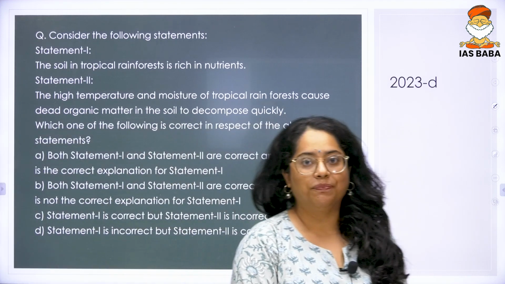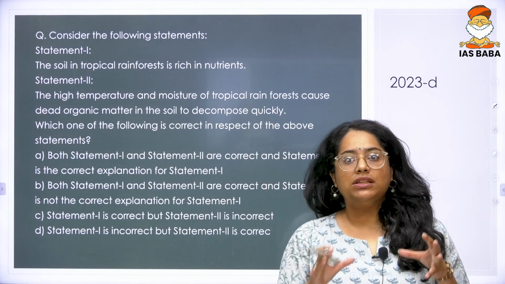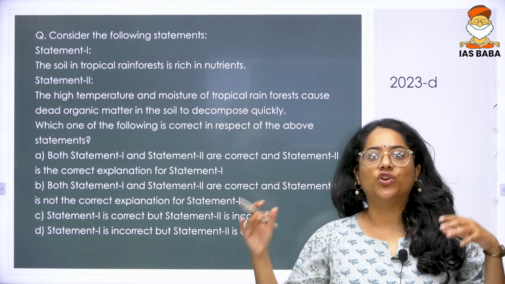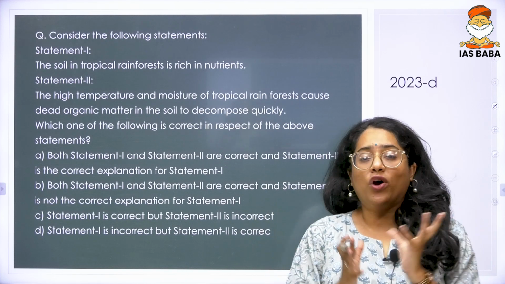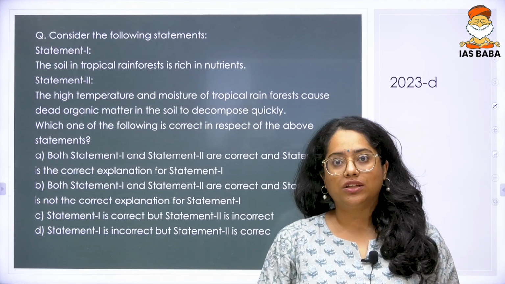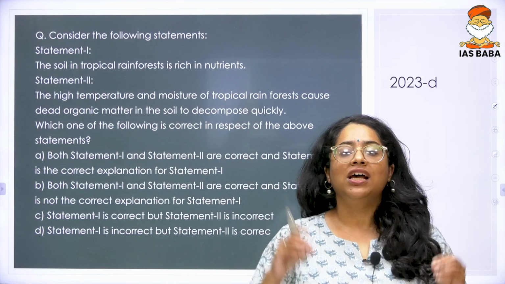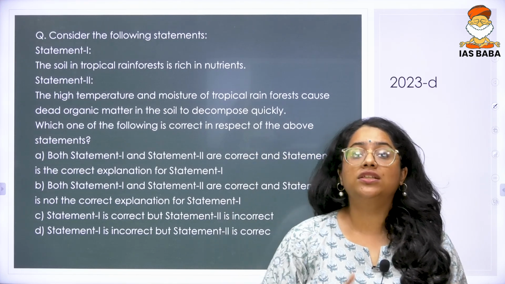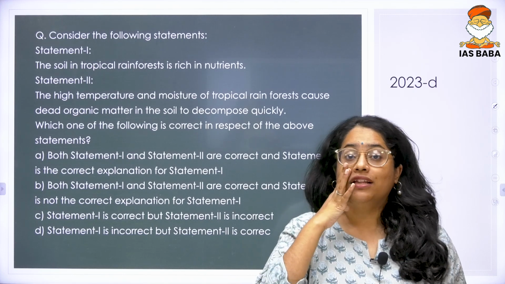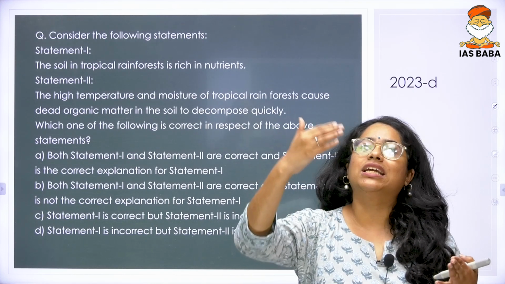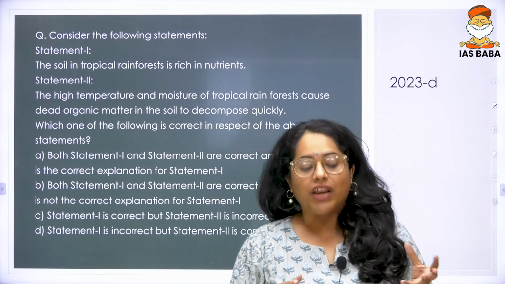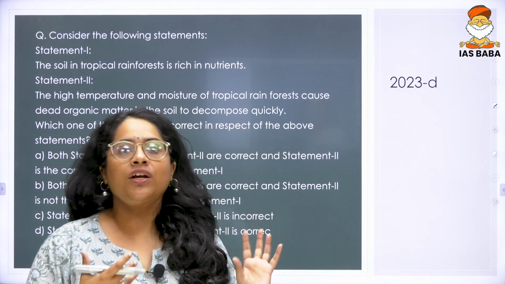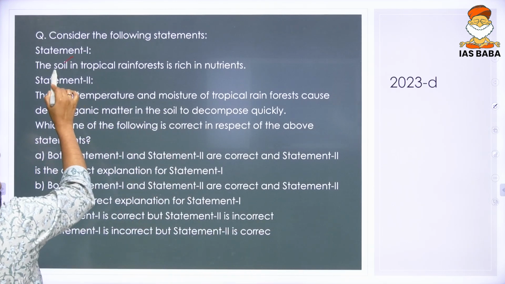to decompose quickly. Now this is a very common misconception in the mind of students. When I say tropical rainforest, there is so much water and so much organic matter, so the soil will be very fertile and rich in nutrients, but that is wrong. Why? Because in a tropical rainforest, there's constant rainfall throughout the day, so the soil with all its nutrients gets washed away. So the soil is not rich in any nutrients, because all the nutrients have been washed away. So statement 1 is clearly wrong.